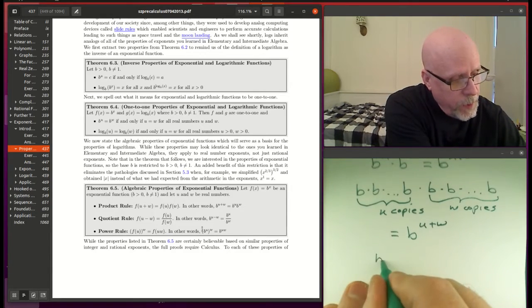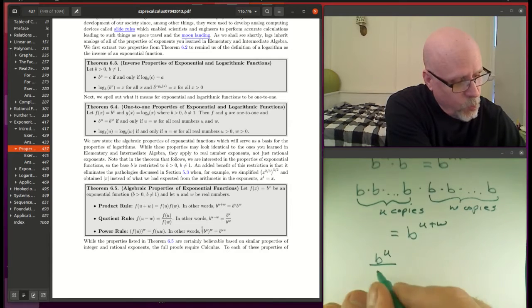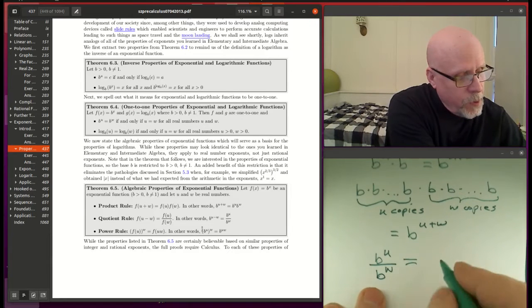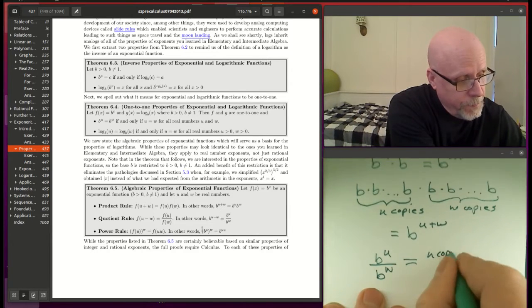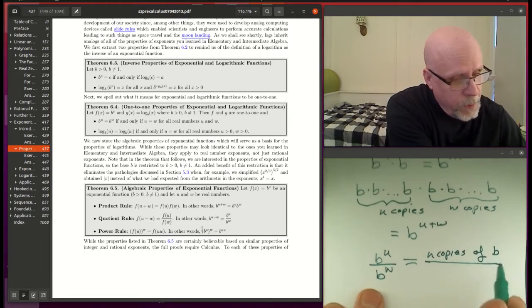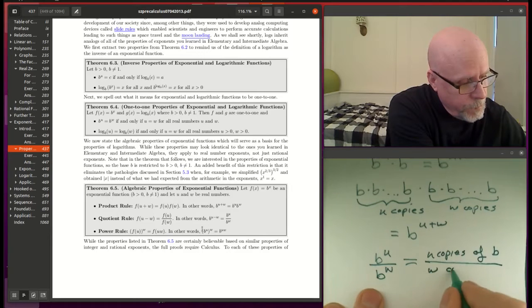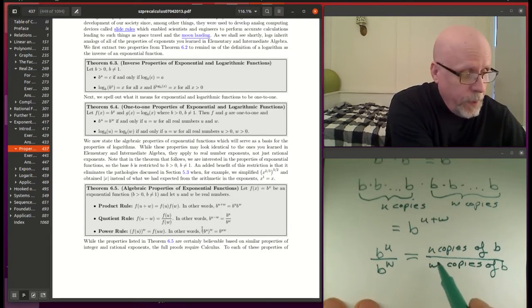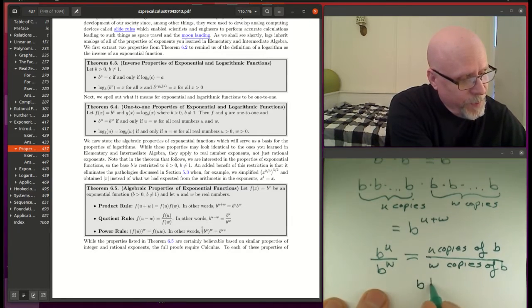To do that, think about this version of the rule, or the rules. If you have b to the u divided by b to the w, well, that means there's u copies in the top, right? And then there's w copies down below. And if u is bigger than w, what'll be left? It'll be, well, for each one of these w copies that are down in the bottom, you'll cancel it with one of the b's that's in the top.